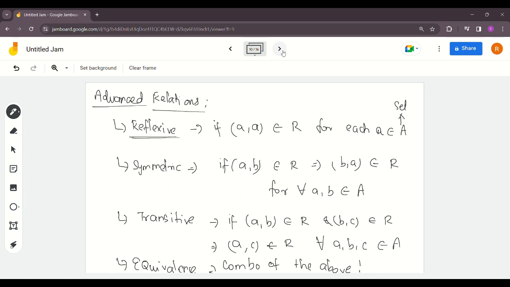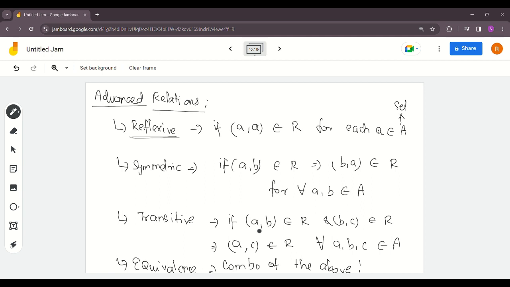So advanced relations, reflexive relation. If (a, a) belongs to R, for each small a belongs to capital A, where capital A is a set. Symmetric: if (a, b) belongs to R, which implies (b, a) should also be a part of R. So I have given examples for reflexive, symmetric and transitive, so you need not worry about it. Transitive, even if you are not able to understand from these definitions, you will be able to understand from the examples much better. So you need not really worry.